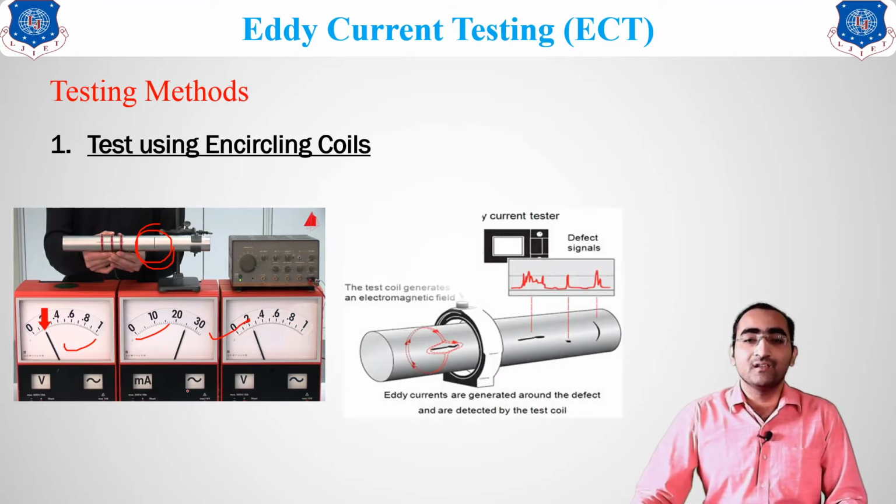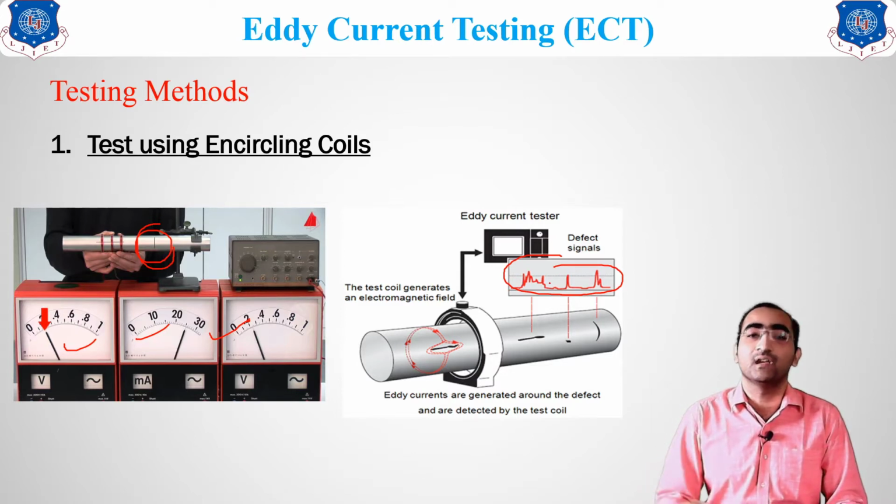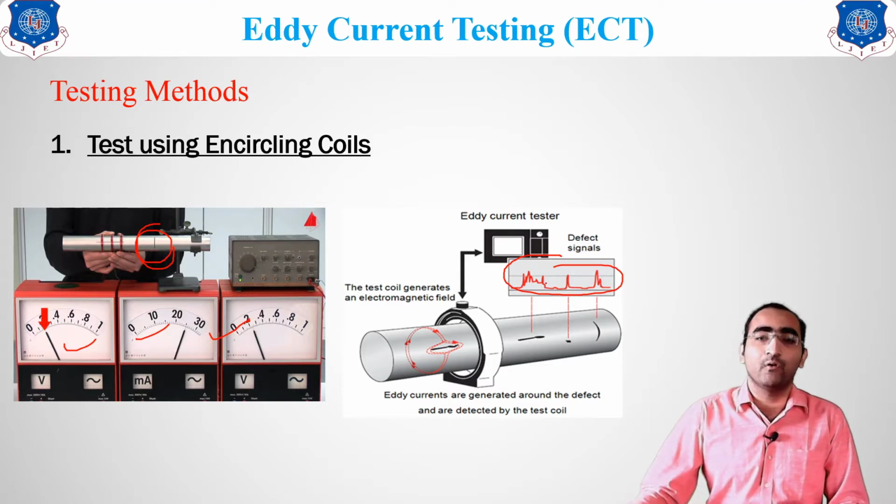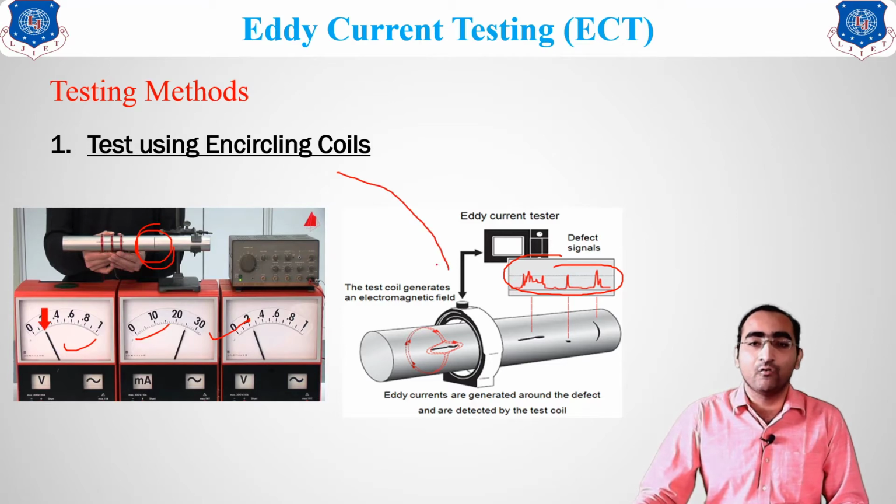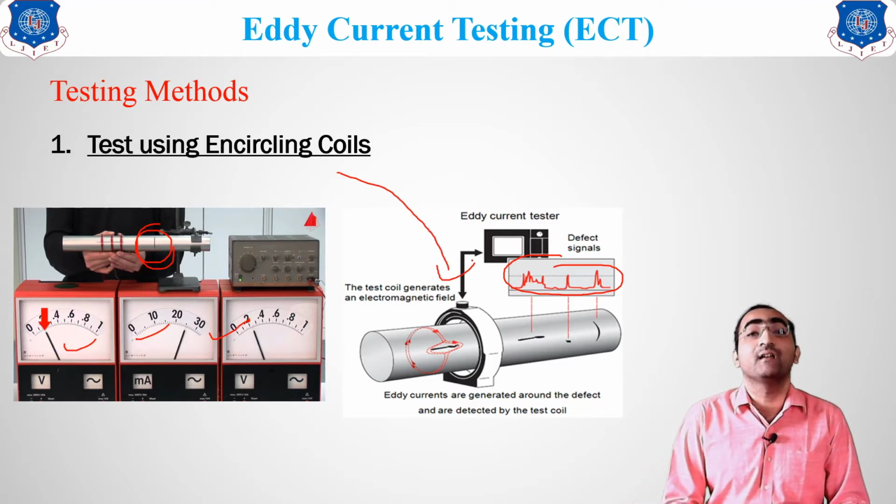Clear? You can see over here also, whenever the coil is moving, there are defect signals which we can see. Whatever the defect is, it will show you in the variations. And this is how, with the help of the encircling coil, we are detecting defects in eddy current testing, a non-destructive method.